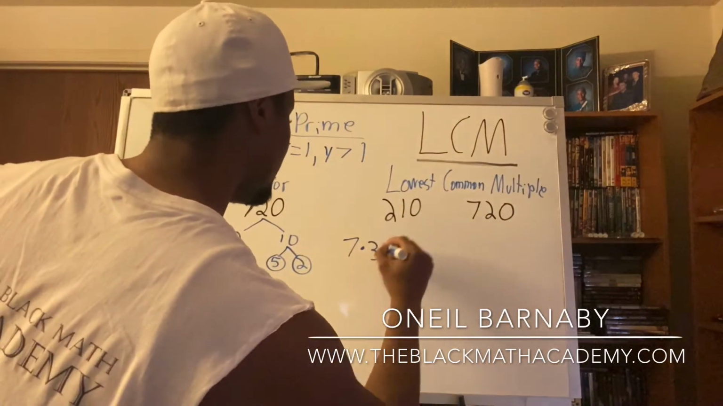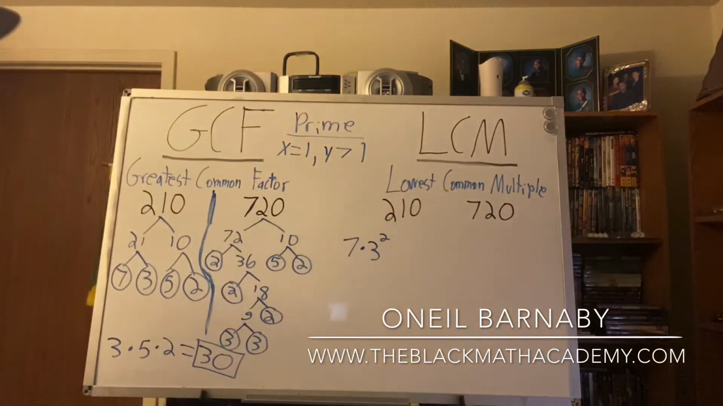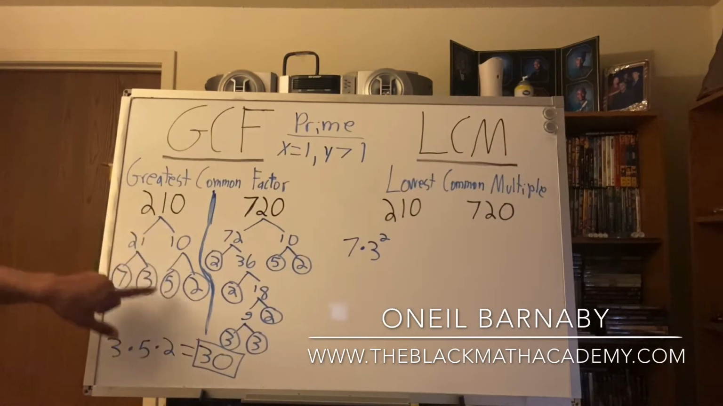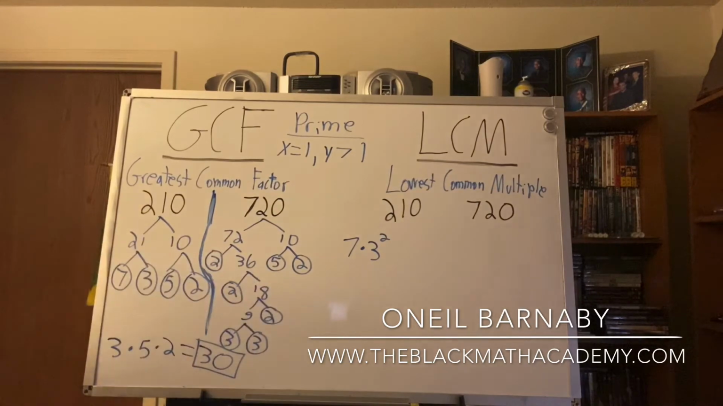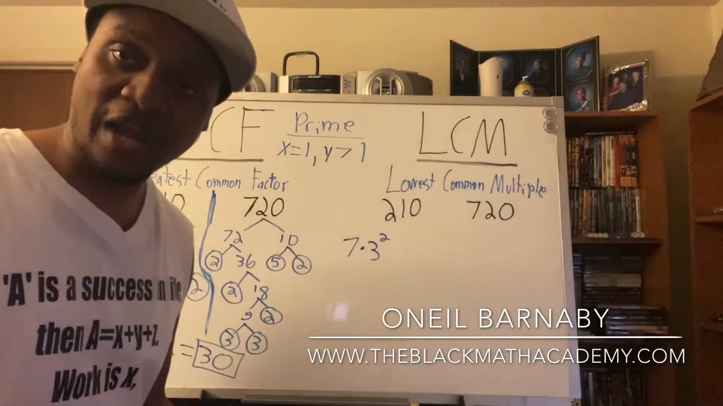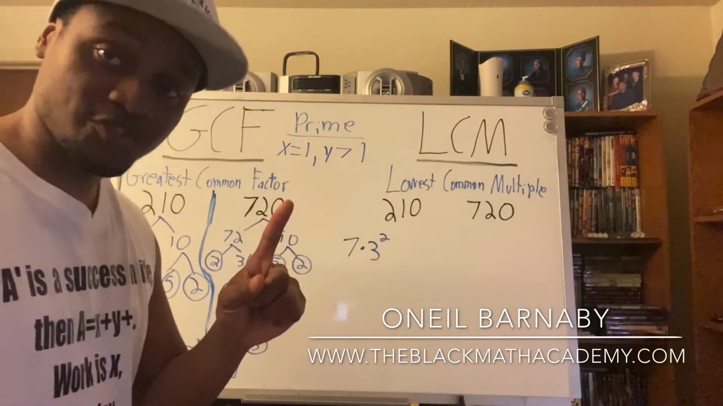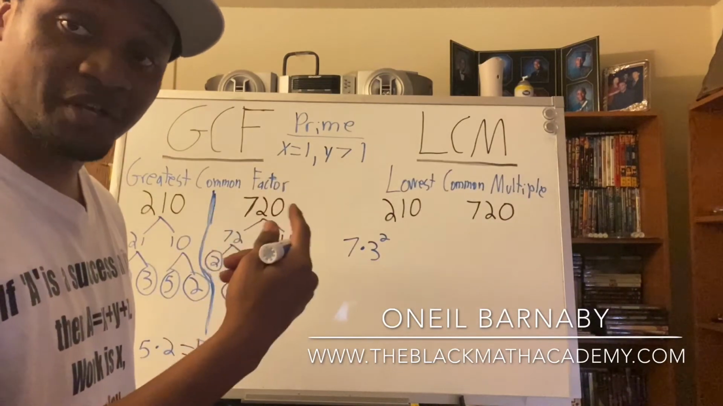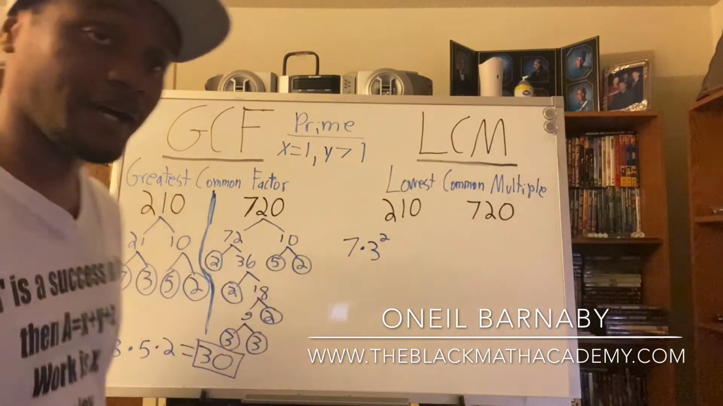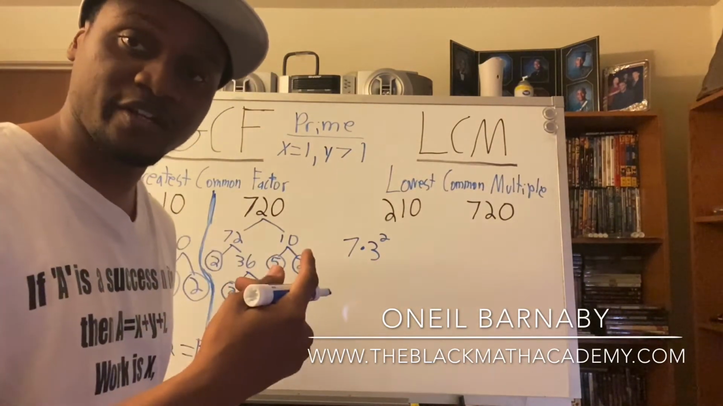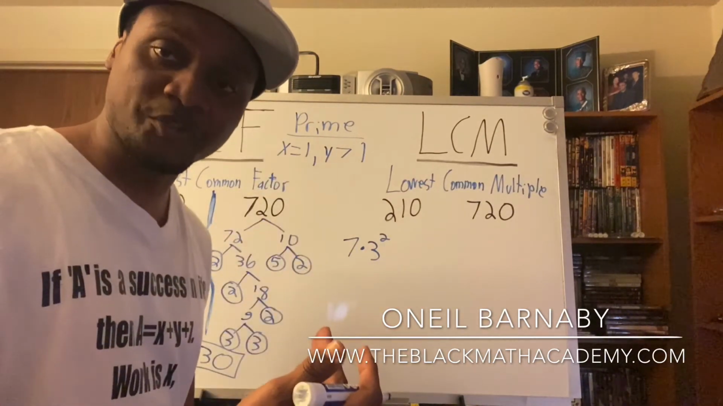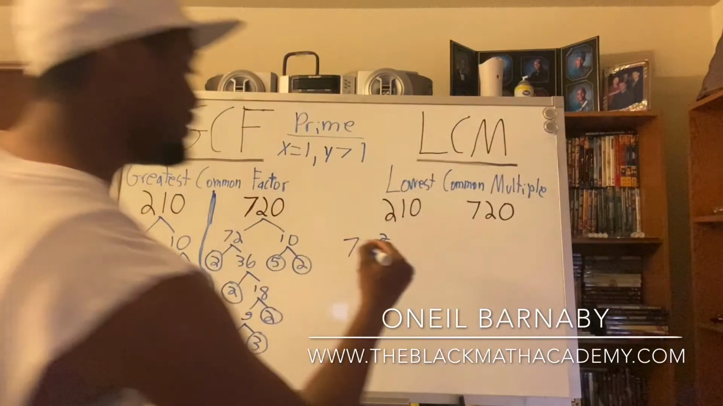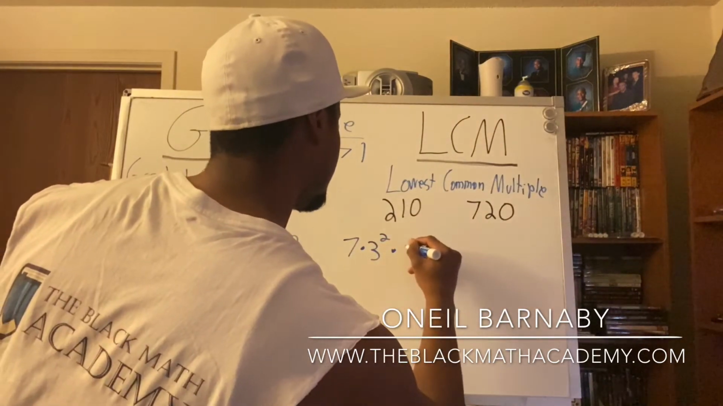So we're going to multiply that number twice. So 3 squared. For the 5, 210 has 1 5. 720 also has 1 5. So the greatest number of times we see it on either side is once, even though they both have the same number of 5s. It appears 1 time on either side, which is the greatest number of times that we see it, which also means we're going to multiply it 1 time. So times 5.